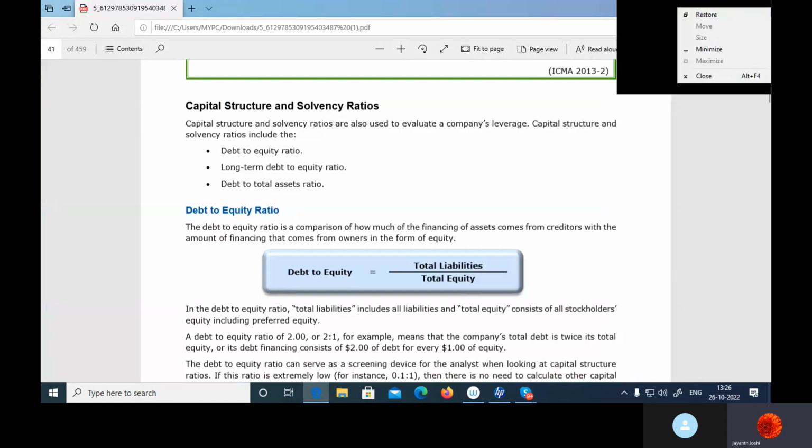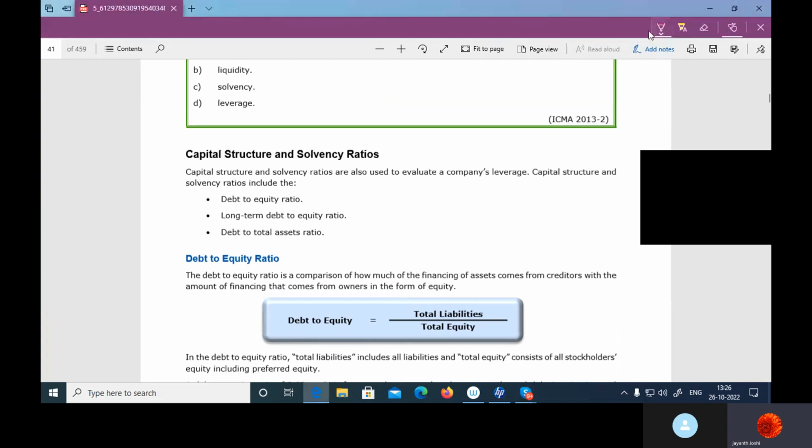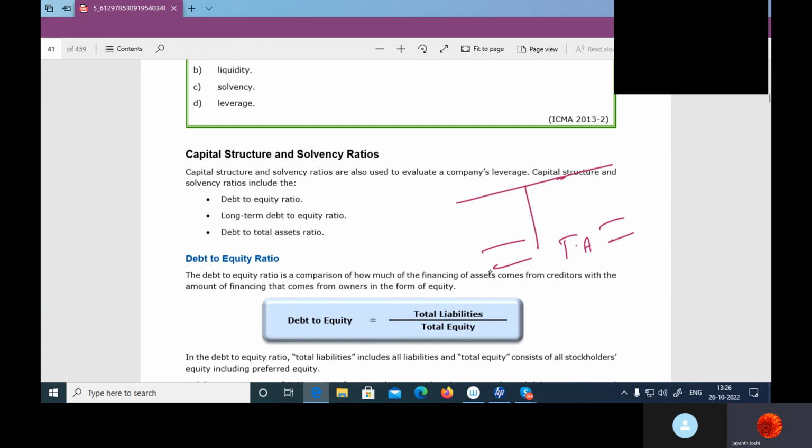So we are into the capital structure and solvency ratios. Capital structure and solvency ratios guide you on how your capital structure should be. That means this is your balance sheet, and this is your total of assets, and this is your total of equity and liabilities. Some X amount, both should be equal.